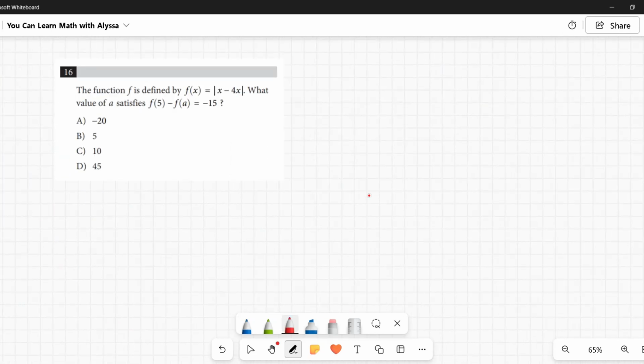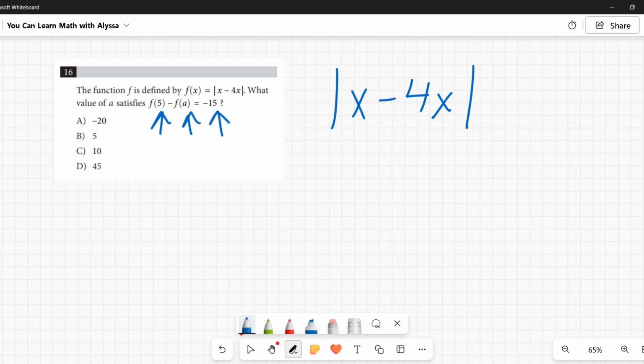16. The function f is defined by f of x equals the absolute value of x minus 4x. What value of a satisfies f of 5 minus f of a equals negative 15? Okay. So we have this absolute value of x minus 4x, and then we want to know what happens when we plug 5 in there, a in there, and we want it to get to negative 15.